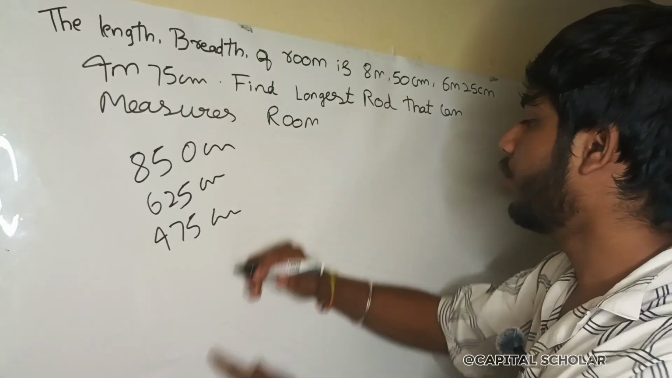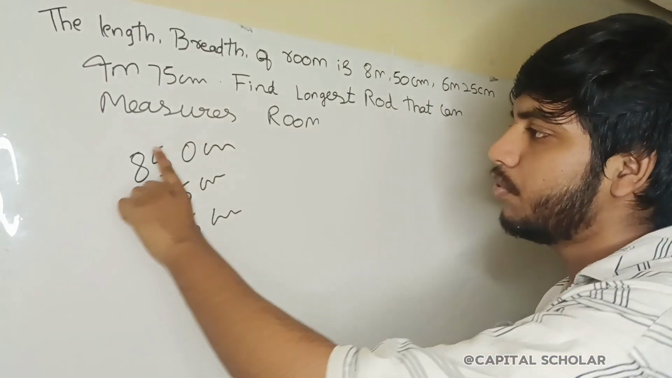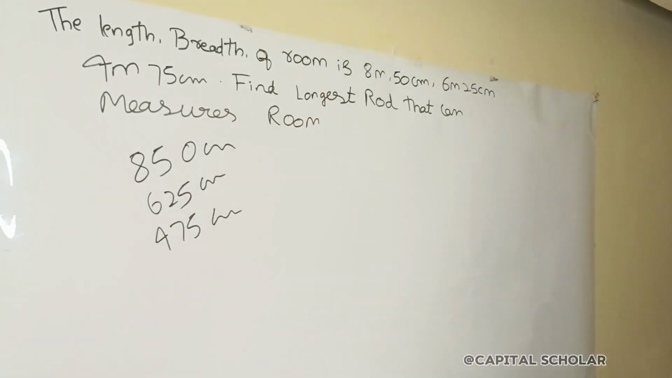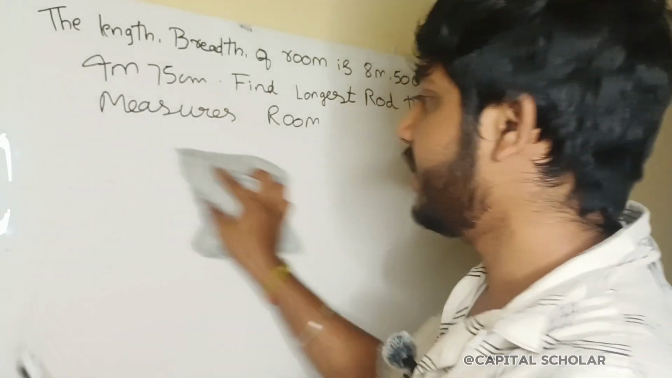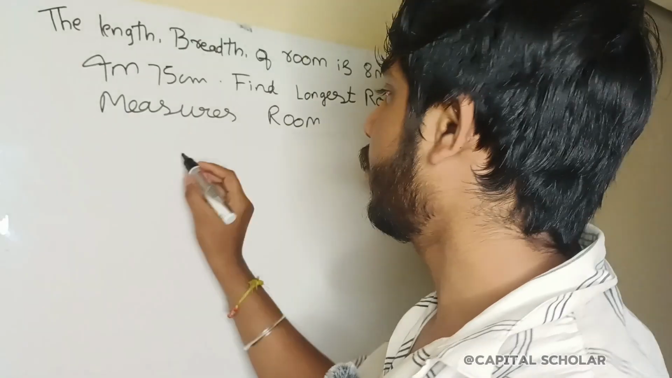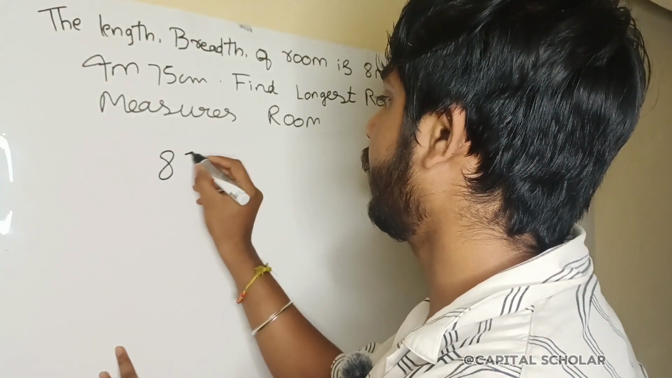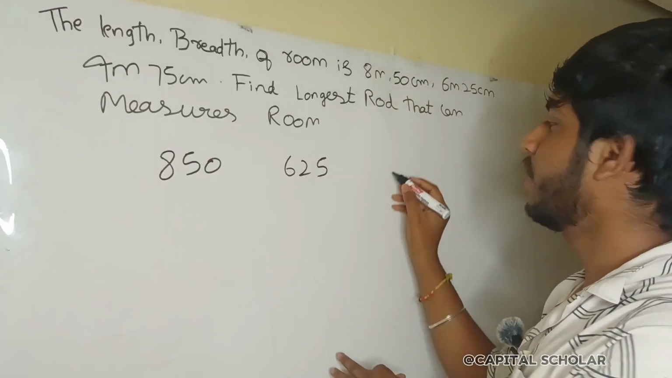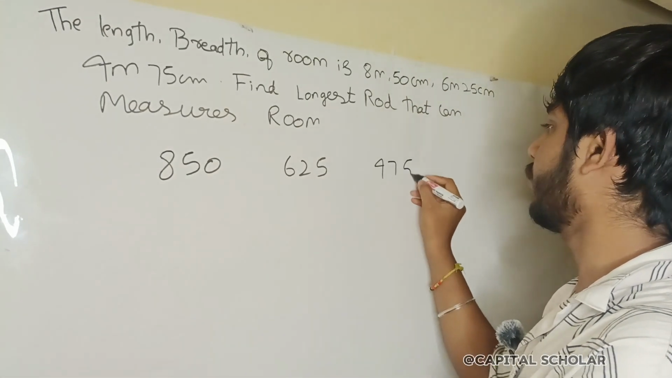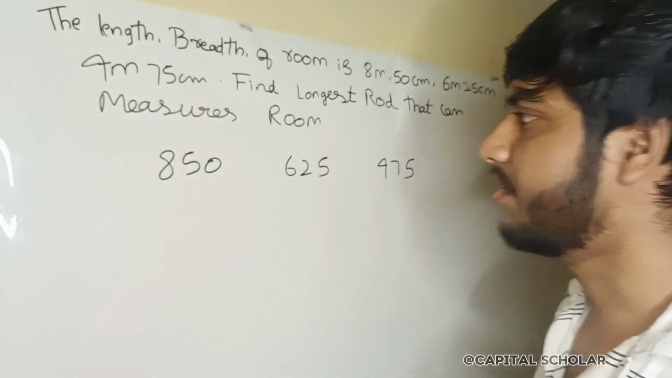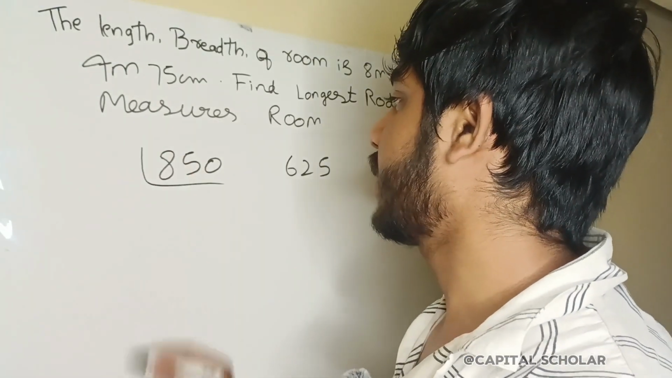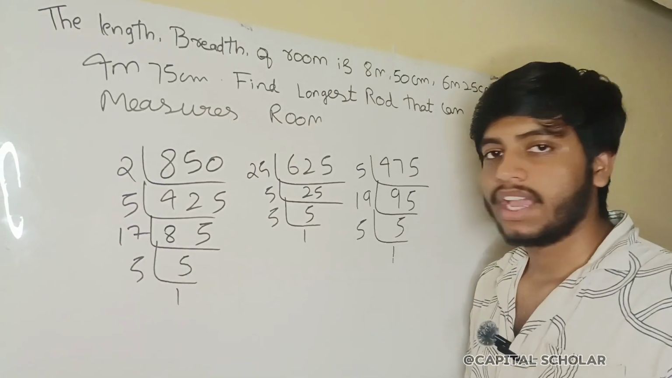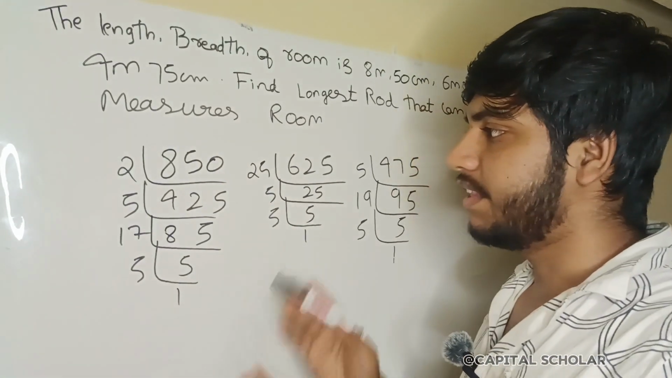To find the longest rod, we have to take the HCF of these 3 numbers. I will show you an easy method. First we will find the HCF of 850, then 625, then 475. Okay friends, I have found the HCF of these 3, and I will explain how to find it.